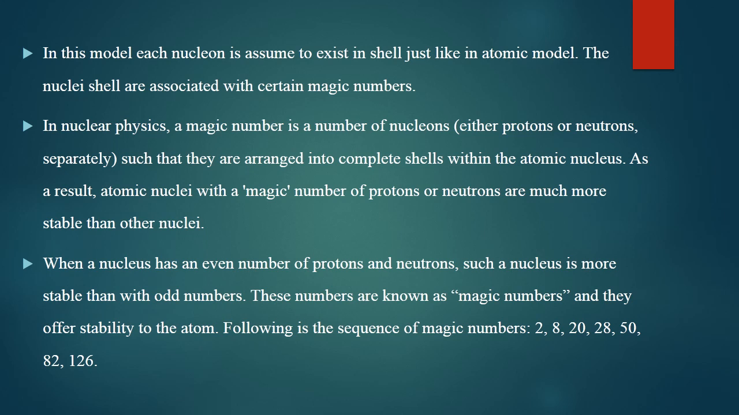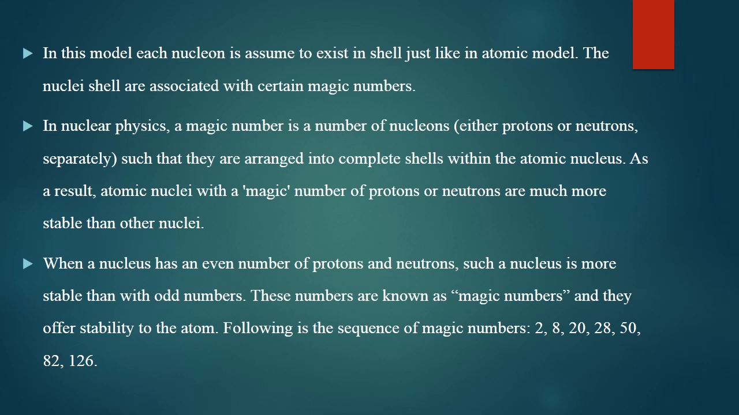When a nucleus has an even number of protons and neutrons, it is more stable than one with odd numbers. For example, if the number of protons or neutrons is even, like 2, 4, 6, 8, it shows greater stability than odd numbers like 3, 5, 9. So a nucleus with an even number of nucleons shows greater stability than one with an odd number. You can see the magic numbers 2, 8, 20, 28, 50, 82 and 126. If the number of protons or neutrons in a nucleus matches this sequence of magic numbers, it shows greater stability.